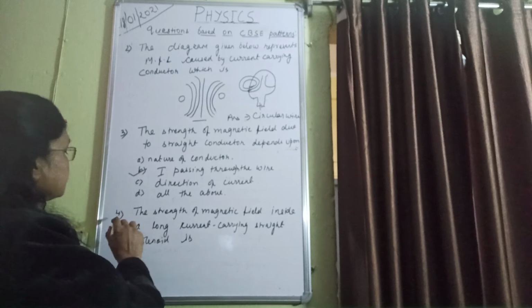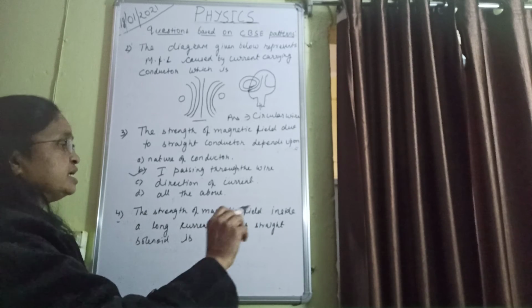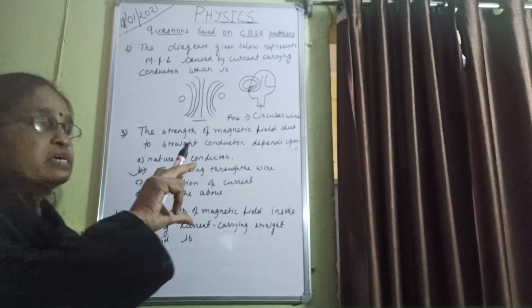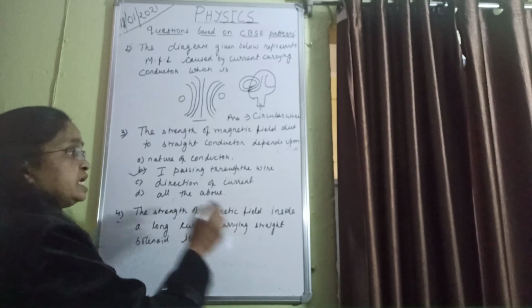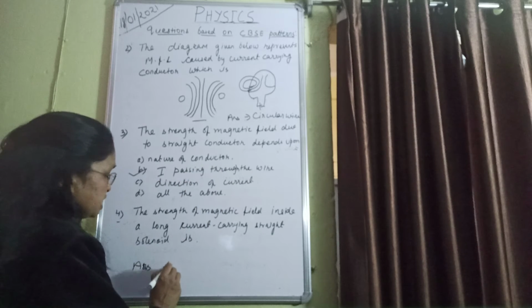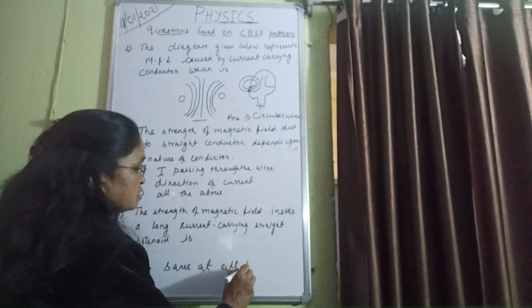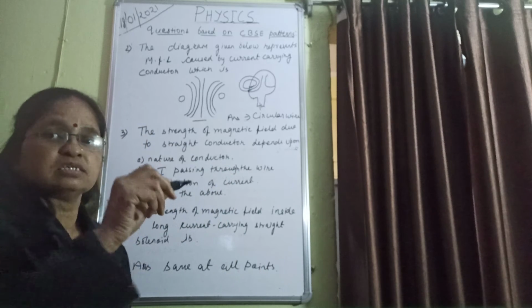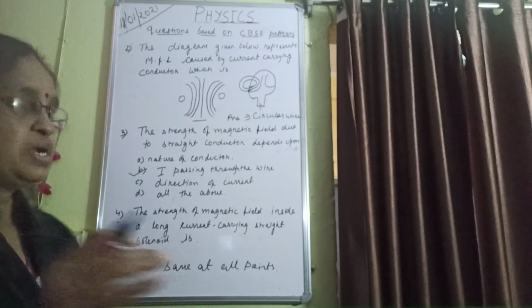Next question, the strength of magnetic field lines inside a long current carrying straight solenoid is. If you take a straight solenoid and it is long, then the strength of magnetic field lines inside it is, the answer will be same at all points. Because inside it goes straight in the solenoid, it is a uniform magnetic field, so it is the same at all points.